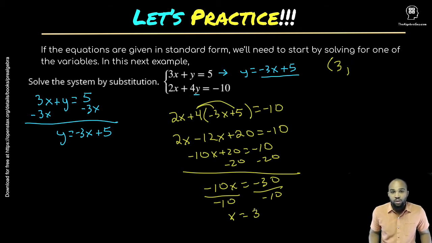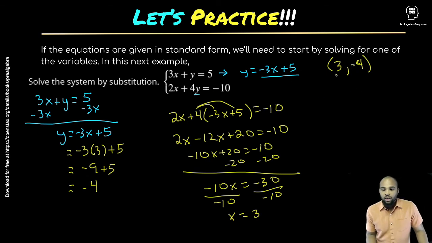I can plug 3 back into either one of the equations to find y. And as you can imagine, I'm going to use this one here, negative 3x plus 5. Instead of x, I'm going to put 3 and then plus 5. Negative 3 times 3 is negative 9 plus 5, and that's going to equal negative 4. Solving by substitution.